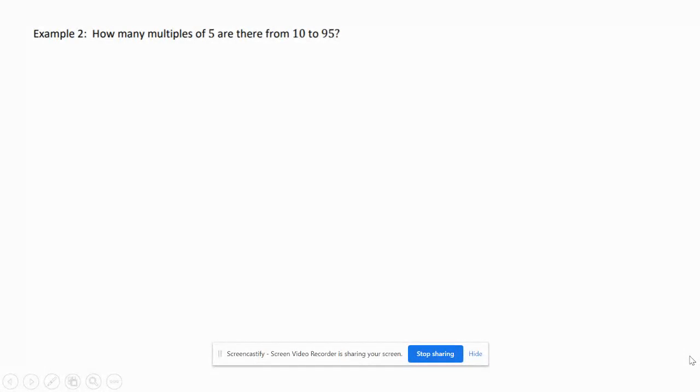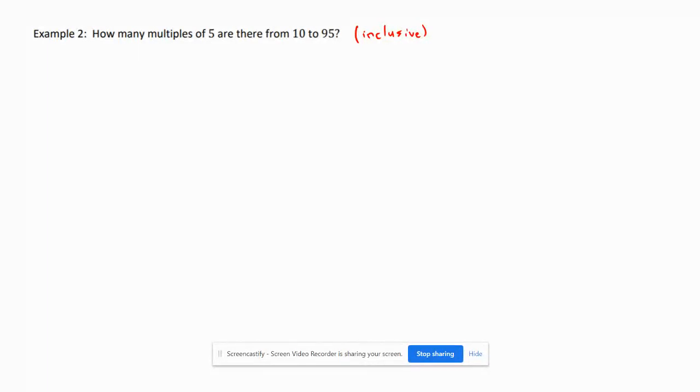Okay, so example 2 says, how many multiples of 5 are there from 10 to 95? Now, what I'm going to put in brackets here, I should have said the word inclusive. What that means is that I'm going to include the number 10 and I'm going to include the number 95.